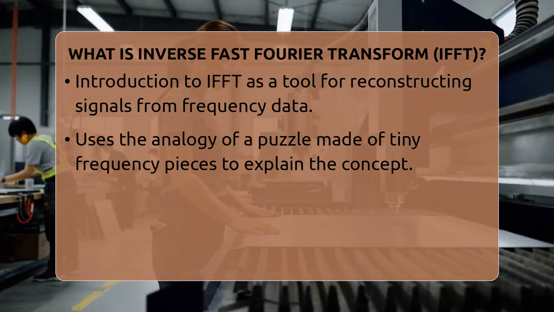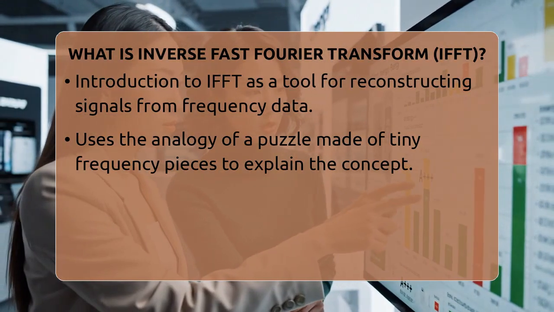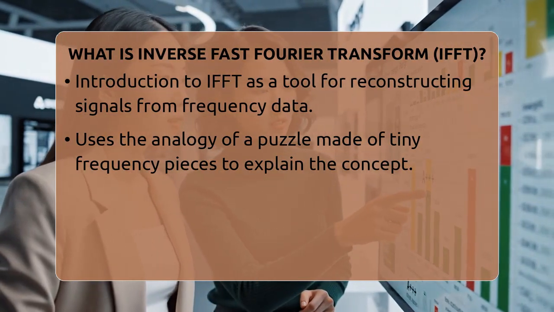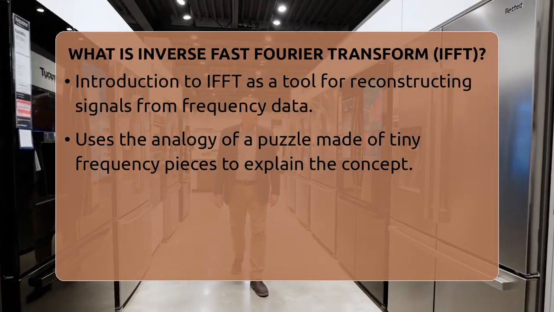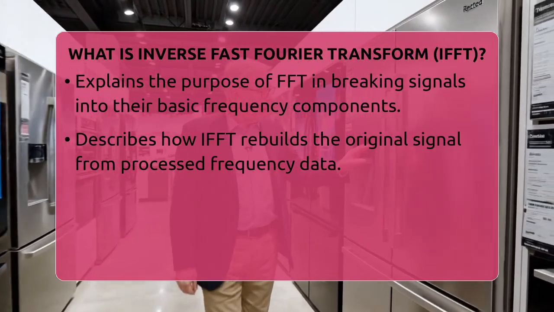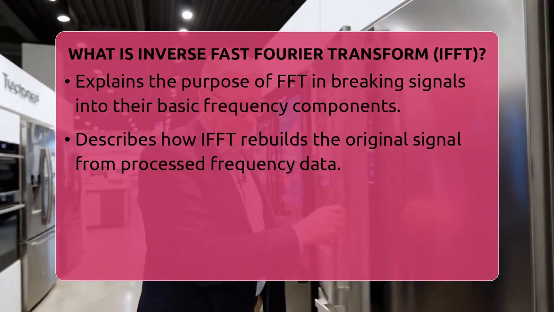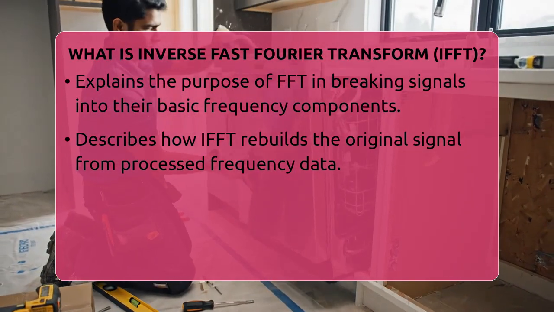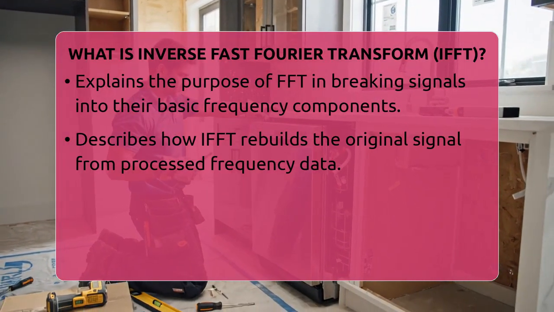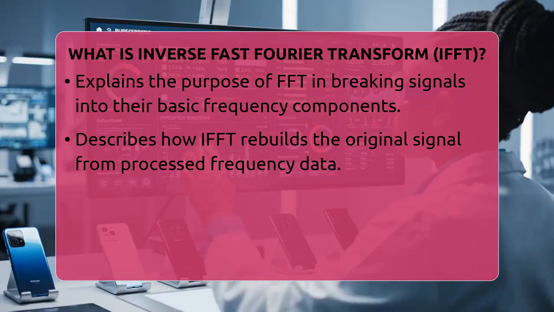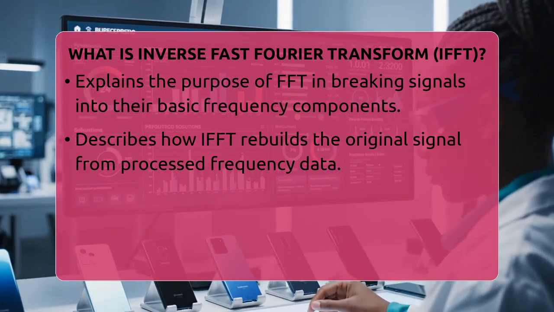When engineers analyze signals, they often use the fast Fourier transform, or FFT, to break a signal into its basic frequency parts. This helps in understanding what frequencies are present and how strong they are. But sometimes, after processing or filtering these frequencies, you need to rebuild the original signal. That's what the inverse fast Fourier transform does. It takes the complex numbers that describe each frequency's amplitude and phase and puts them back into a time sequence.